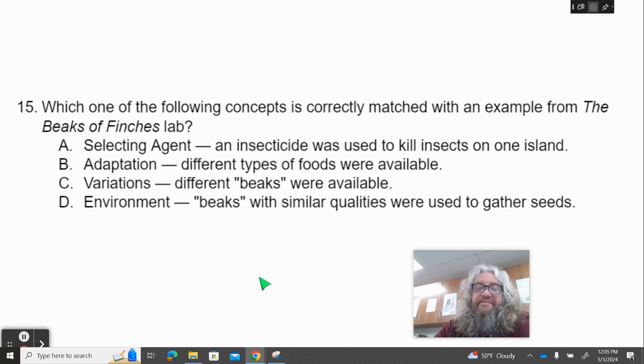Number 15, which one of the following concepts is correctly matched with an example from the Beaks of Finches labs? A, selecting agent. An insecticide was used to kill insects on one island. B, adaptation. Different types of foods were available. C, variations. Different beaks were available. Or D, environment. Beaks with similar qualities were used to gather seeds.